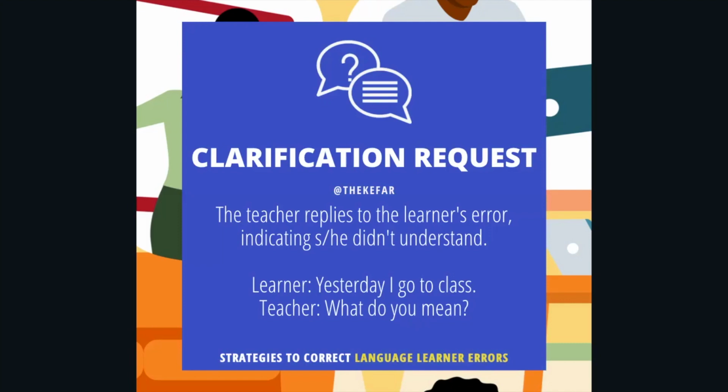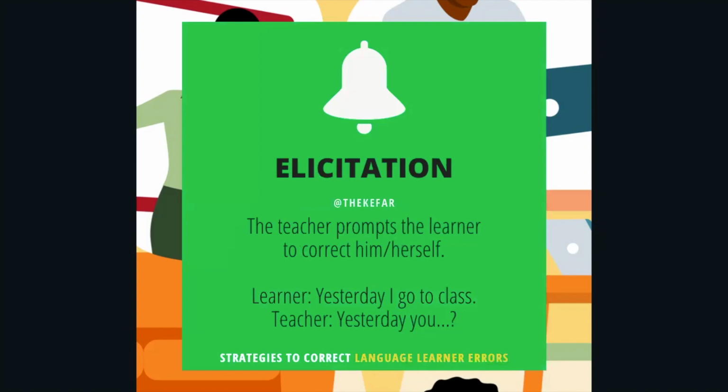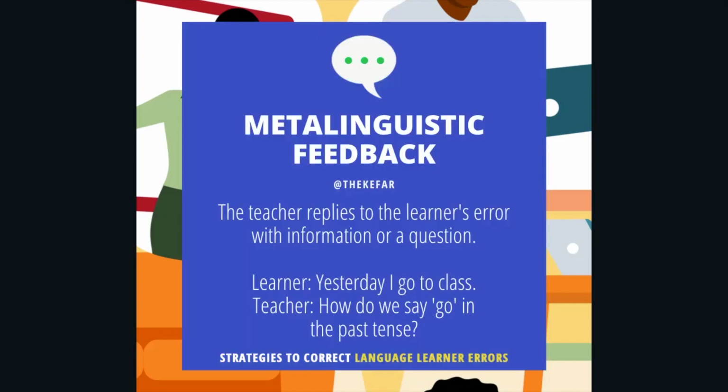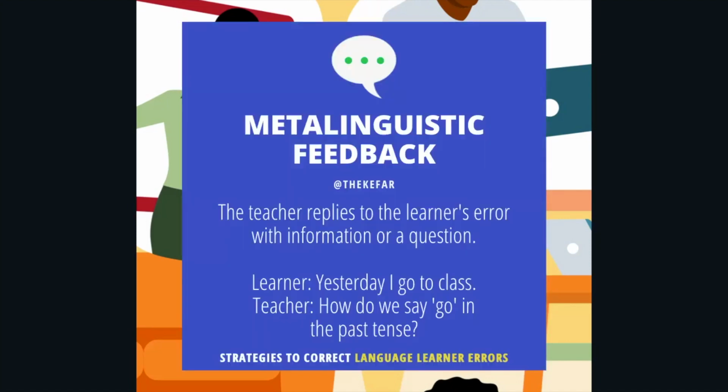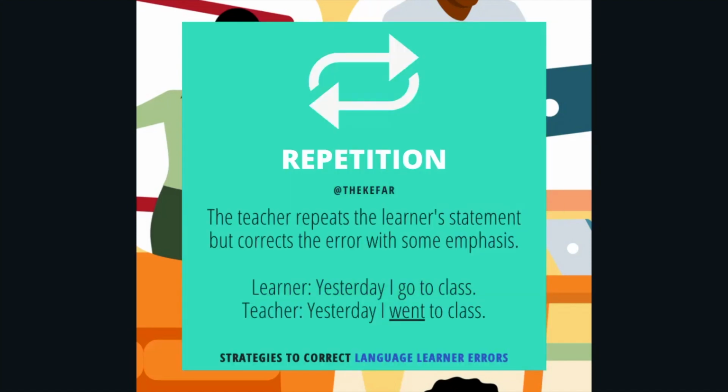Okay, and so no one strategy is better than the other. They're all appropriate in different ways at different times. You may also find that you'll use one strategy right after the other. For example, if a clarification request or elicitation doesn't work, you might follow up with metalinguistic feedback or maybe even an explicit correction. And that's just one example. Recast and of course repetition has its place in the online language classroom as well.